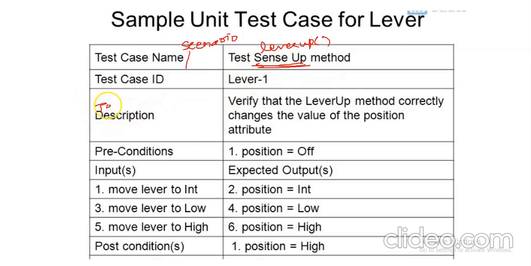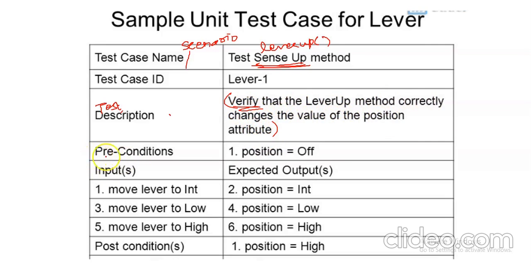Description, this is known as test description. We are going to elaborate the scenario, what we are going to test. Verify that the lever up method correctly changes the value of the position attribute. Initially my lever will be in 0th position, off position. At last, whenever I am changing the lever one by one, finally my lever position should be high. So we are going to verify that. Description means what we are going to check. What is the functionality we are going to check? We have to mention that. So we mentioned: verify the lever up method correctly changes the value of the position attribute.